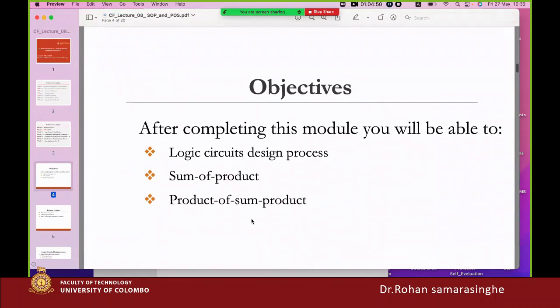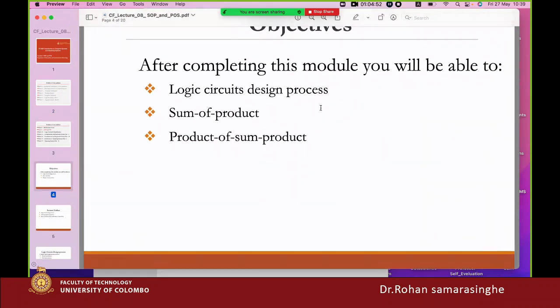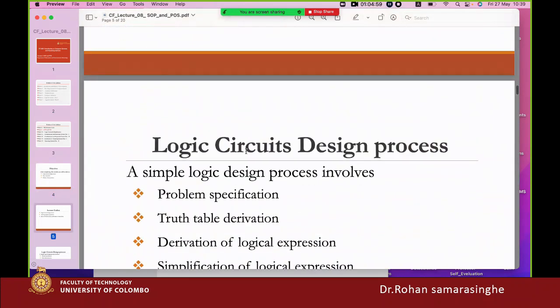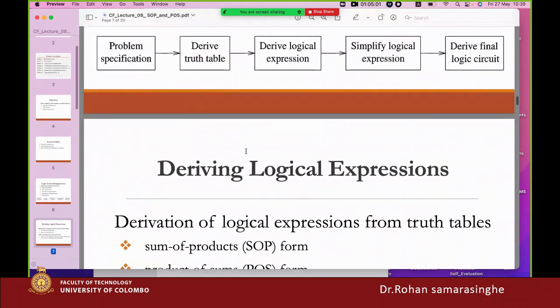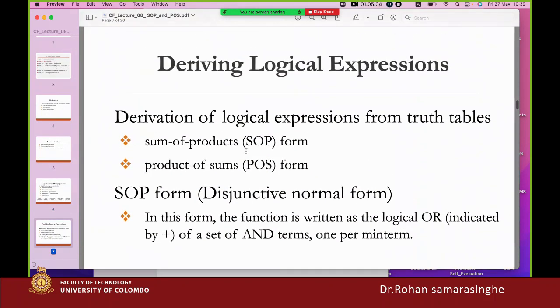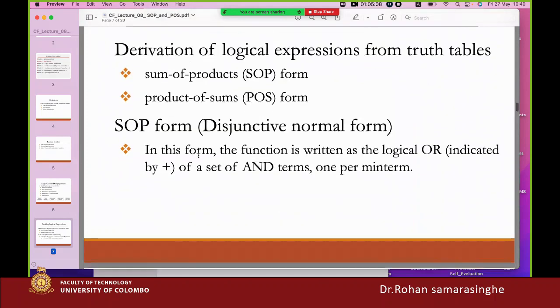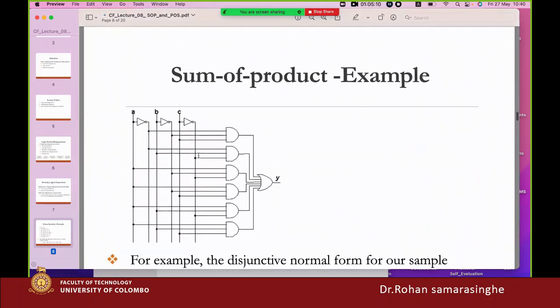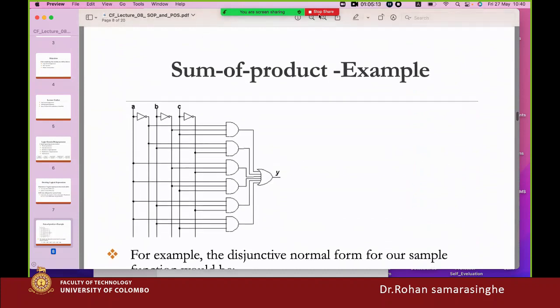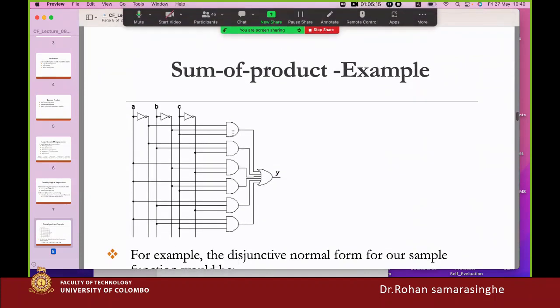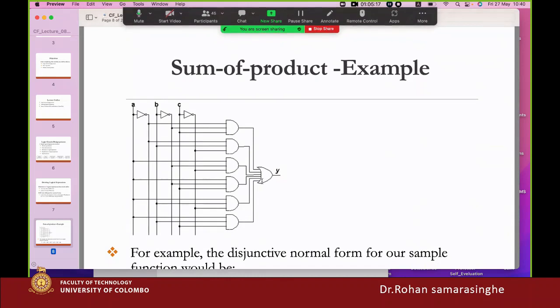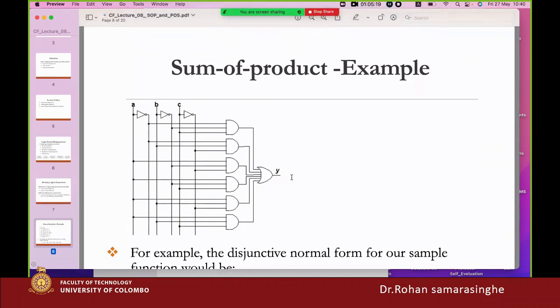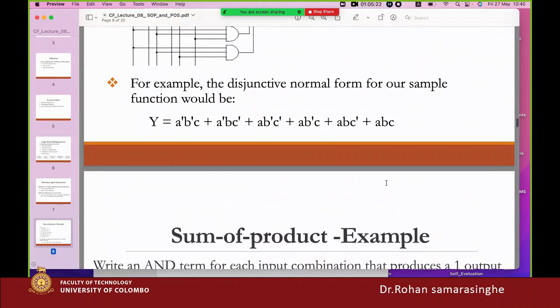So after completing this module, you will be able to understand the logic circuit design process, sum of product and product of sum. Actually, sum of product and product of sum is very, very important. Then you derive the logical expression and simplify. In the SOP form, sum of product form, you have a set of AND gates, and all these AND gates are combined into an OR gate to get the final output.